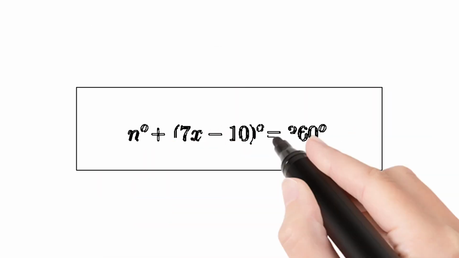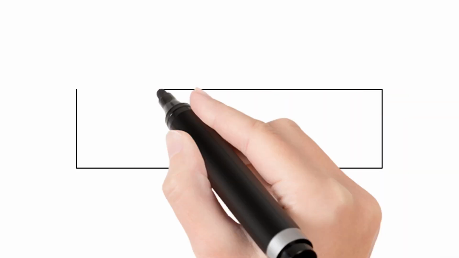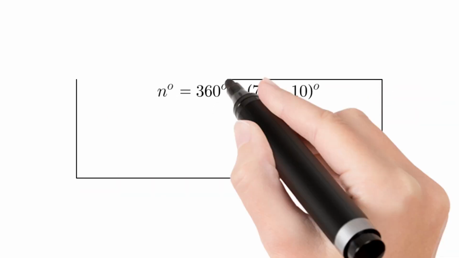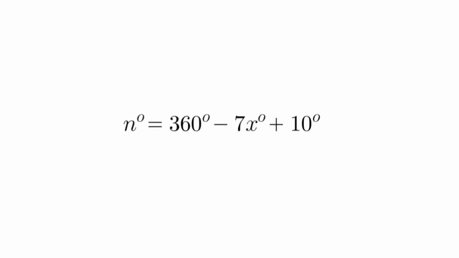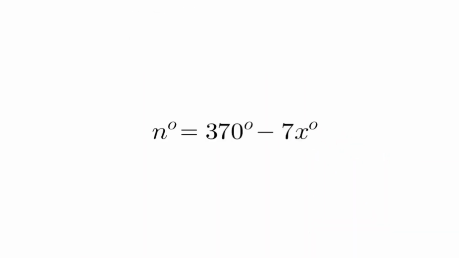Now back to n. We have n plus (7x minus 10) degrees equal 360 degrees. Angles at the point: n equal 360 degrees minus (7x minus 10) degrees. We multiply our bracket by minus and end up having n equal 360 degrees minus 7x plus 10 degrees. Solving further, we have 360 degrees plus 10 degrees. Therefore, n equal 370 degrees minus 7x.